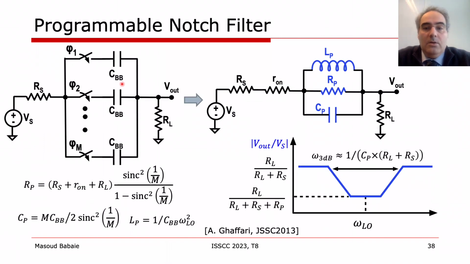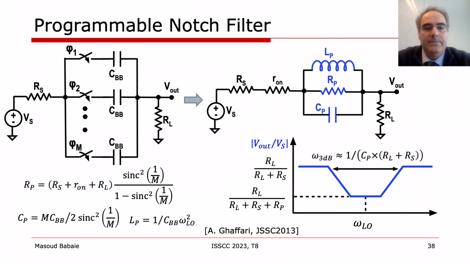Alternatively, we can also build a notch filter by employing high-pass filters and transparency of passive mixers. We can model the notch filter with a parallel LC tank. At FLO, the tank impedance is high and the output voltage is almost zero. At other frequencies, either the capacitor or inductor provides a low impedance and Vout is the resistive division between RL and RS.